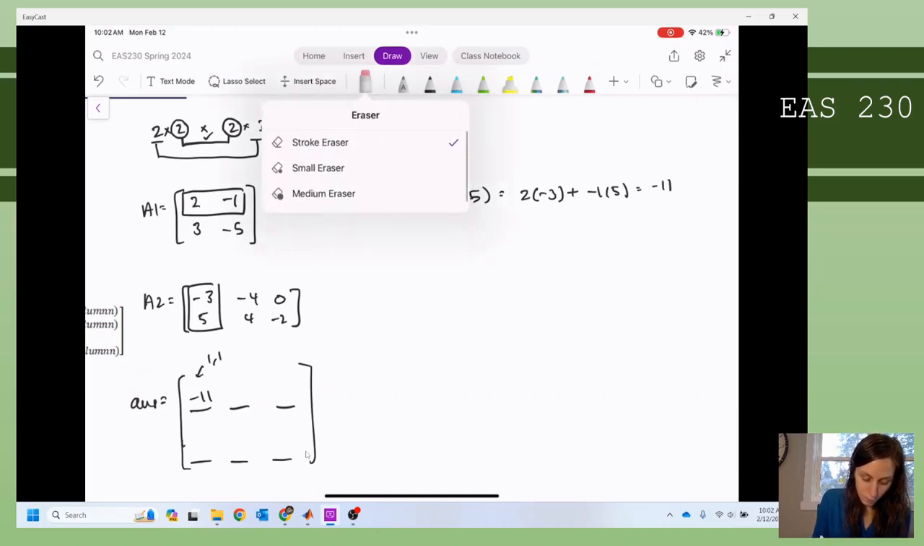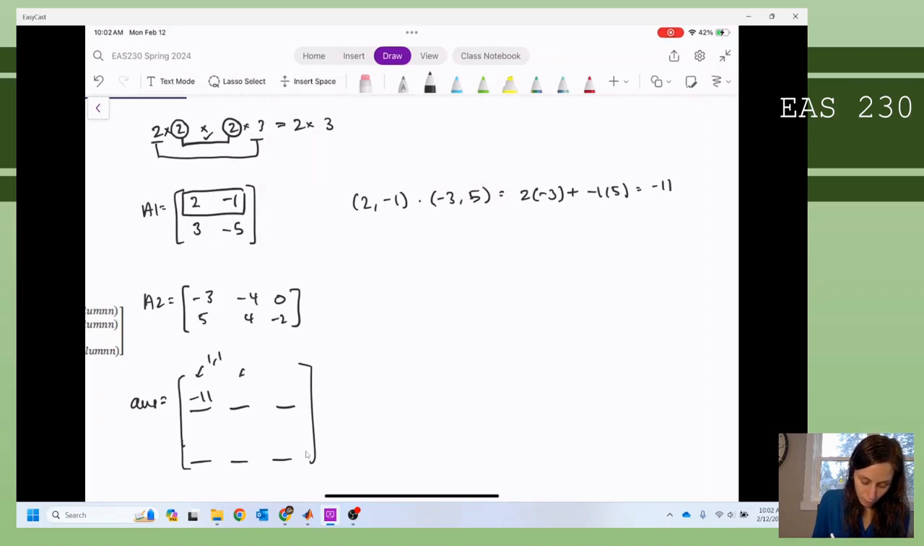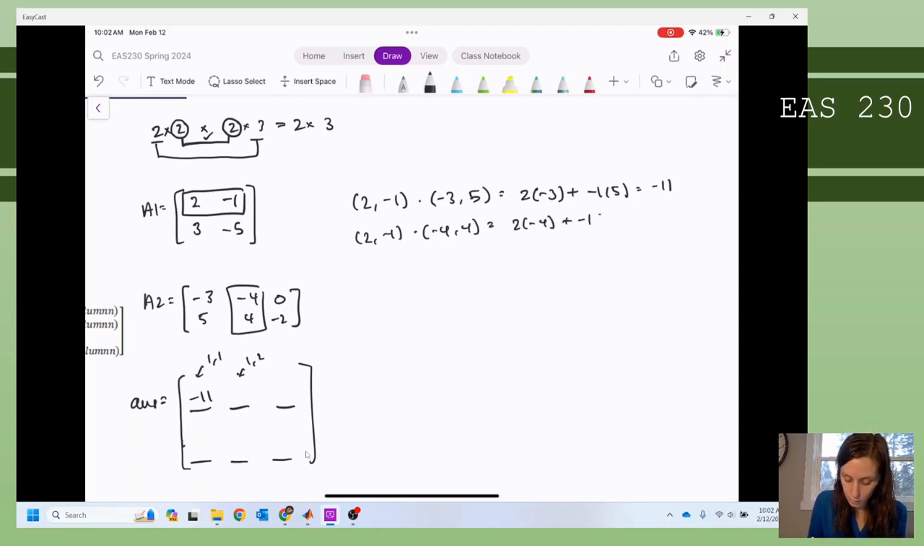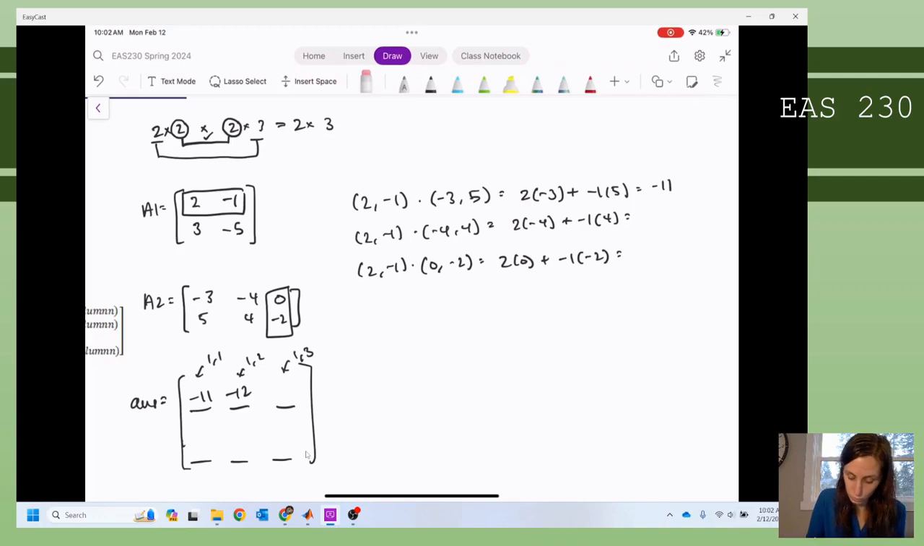If I want to find my next number, here I have row 1, column 2. So I'm going to grab row 1, now column 2. Do the dot product. So 2 times -4 plus -1 times 4, or -8 minus 4, -12. Keep moving over. If I want to find row 1, column 3, I take row 1, column 3. Do the dot product. 2 times 0 plus -1 times -2, or 0 plus 2, which gives me 2. And then I keep going.